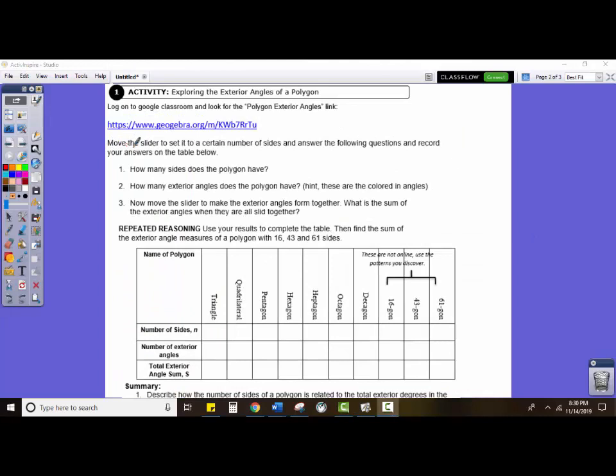Okay, so the directions say, move the slider to set it to a certain number of sides and answer the following questions and record your answers on the table below. So we're going to look at how many sides does the polygon have, how many exterior angles does it have, and then move the slider to make the exterior angles form together. What's the sum of the exterior angles? So I am going to do the octagon example with you. So we're going to do this column right here for the octagon.